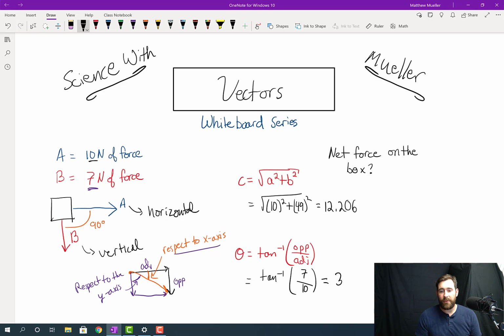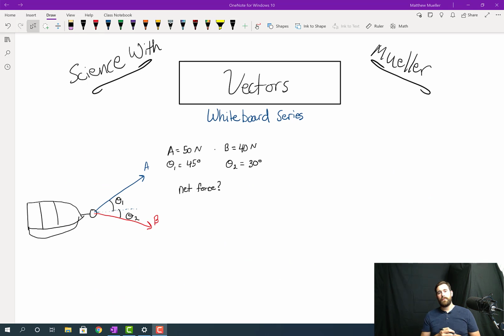And I got 34.992 degrees here. And so the net force of our box, if we were to put this into a final answer, is 12.206 newtons at 34.992 degrees. And there we go. We've found the resultant vector after having two vector components.